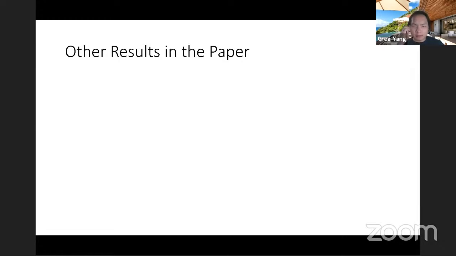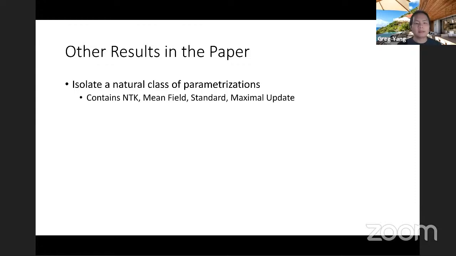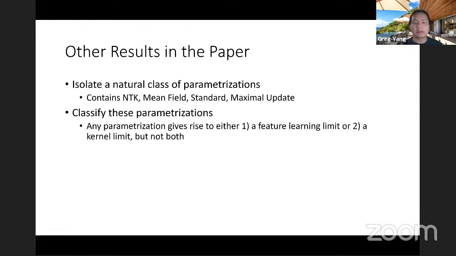I'm almost done, but let me just highlight some other results in the paper, to give you some pointers if you're interested. We isolate a natural class of parametrizations, which I briefly mentioned before as the ABC parametrizations, which contains the NTK, mean field, standard parametrizations, as well as the maximal update parametrization I introduced here. We classify these parametrizations into either feature learning parametrizations, which induce a feature learning limit, or kernel parametrizations, like NTK, but you cannot have both. So it's a dichotomy.